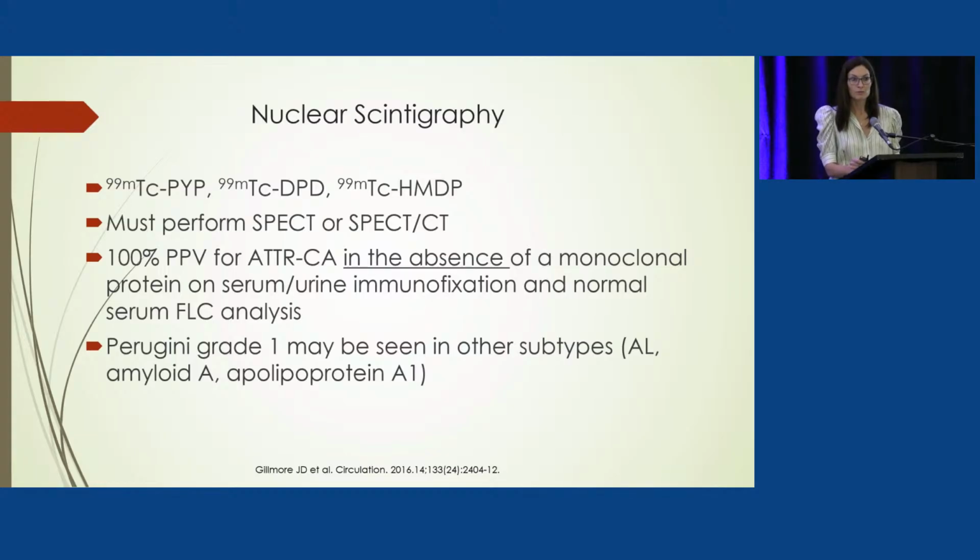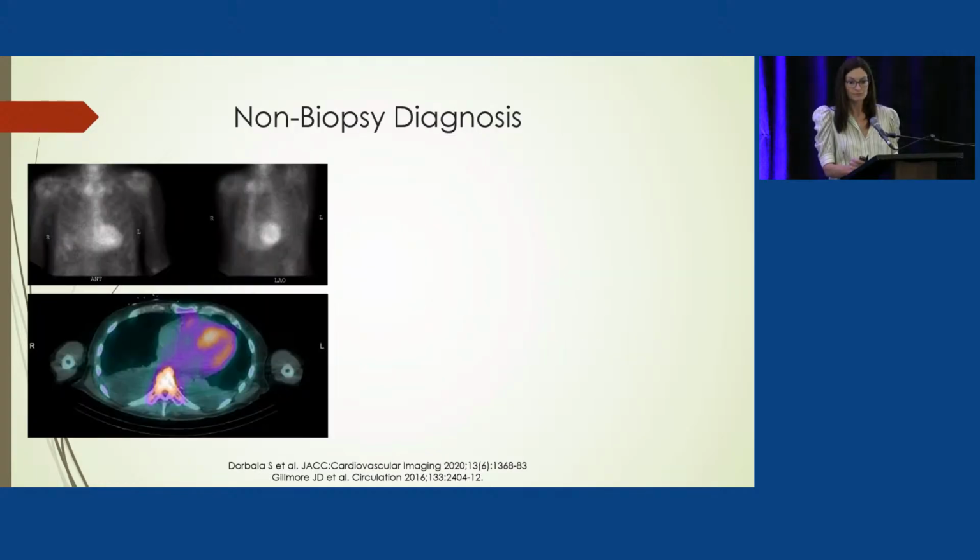You have to perform, in addition to planar imaging, SPECT or SPECT-CT imaging in order to ensure that you have a true positive test. If you have no monoclonal protein on immunofixation, and if you have a normal free light chain analysis with a grade 2 or 3 scan, you have a 100% positive predictive value for the diagnosis of ATTR cardiac amyloid, and you do not need to perform an endomyocardial biopsy. You have to remember, though, that grade 1 uptake can be seen with other subtypes of amyloid and other false positive diagnostic tests, which we're going to go through on a slide later on.